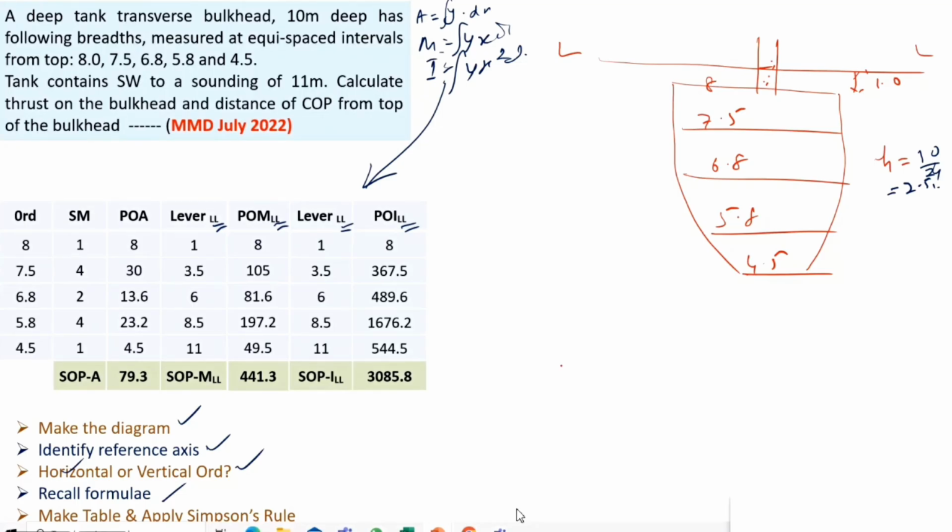Guys, I'll wait for you to complete. Please let me know as you're completing. I'll check after 15 seconds again if anybody is still doing. Complete the table, get the values. Don't just keep looking at the screen. It's not going to help you.